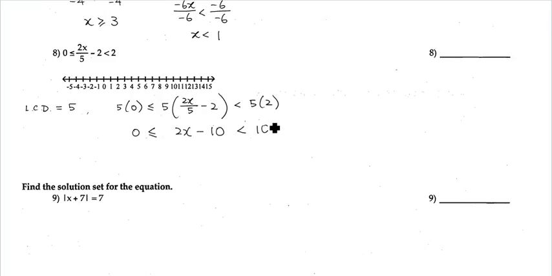And now I want to get the x by itself. So I'm going to add 10 on all sides. That will give me 10 less than or equal to 2x less than 20. Finally, we want to get the x by itself. So we divide all sides by what? By 2. So we will get 5 less than or equal to x less than 10.